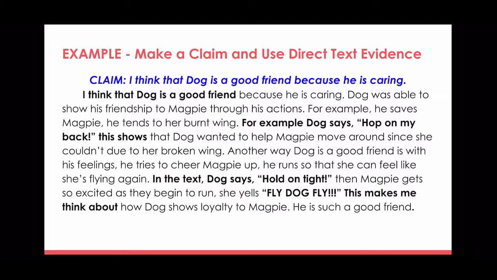I made a claim and I was then able to give evidence in my own words and using direct quotes. The direct quotes, I just want to make sure this is clear, do not need to be an entire page. They really shouldn't be. You're really just quoting a sentence or even a couple of words that you would like to use to help show your thinking or support your thinking.